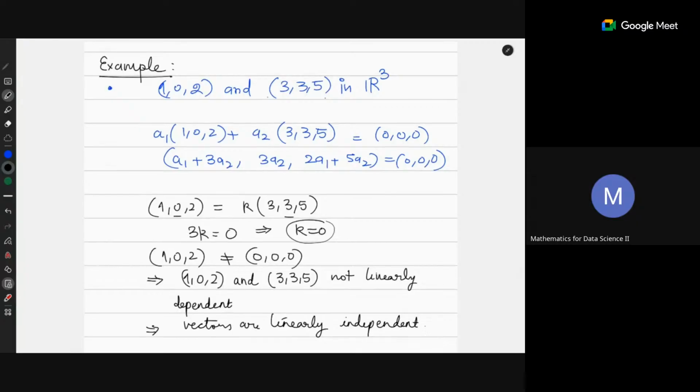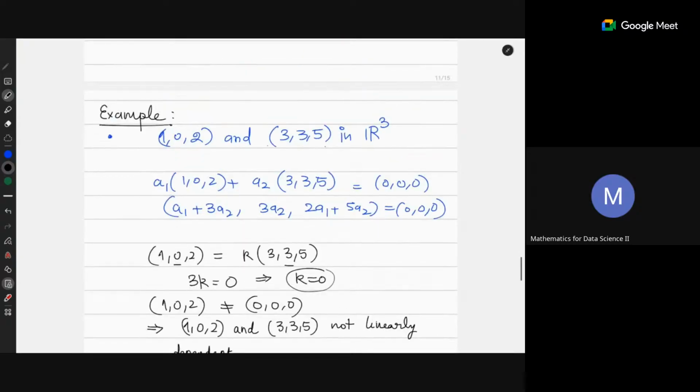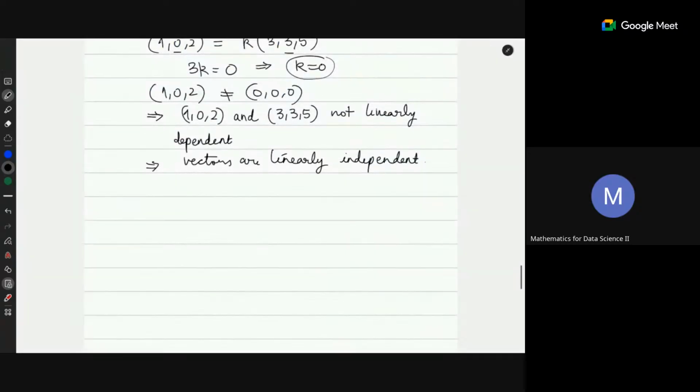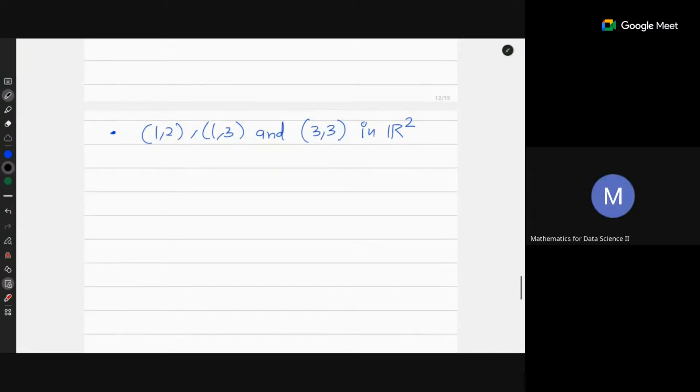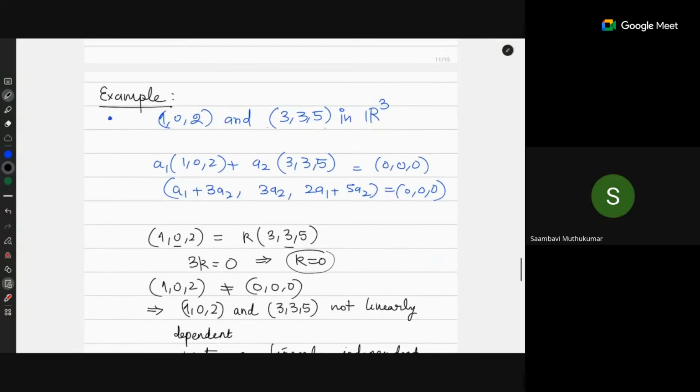All right. So that means these vectors are linearly independent. So you don't need to solve the system of equations. You can just directly get this. Sir, if we can't express one vector as a multiple of the other, we can directly tell they are not dependent.